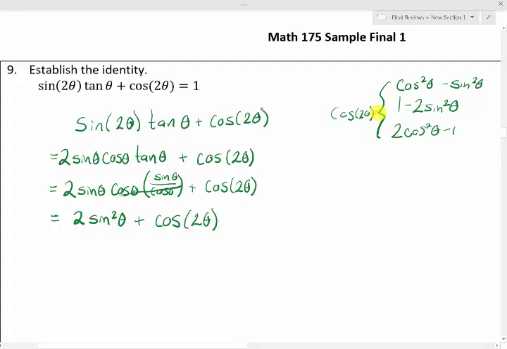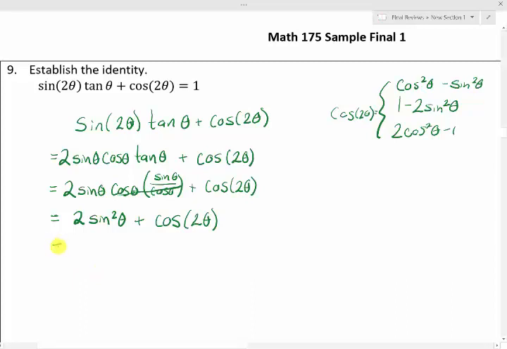Well, I want to pick one of those that'll help things cancel out. So I want to try to get rid of any functions that I have. Well, my second one here, 1 minus 2 sine squared theta, that one will cancel out with the 2 sine squared I already have and leave me with just 1. And what were we trying to work towards at the beginning? The number 1. So that's exactly what I need.